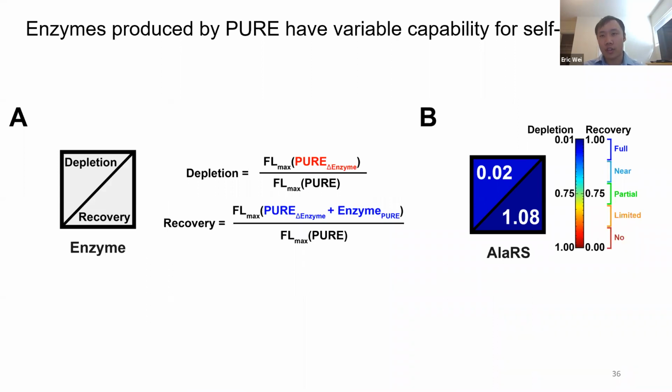So in order to illustrate our measured self-production of all these enzymes, we came up with a kind of box where, at the top left, we record the depletion. So if you remember the 2% from the depleted PURE for alanine synthetase, and the recovery for when we add the PURE complemented component, for example, the 108% from alanine synthetase.